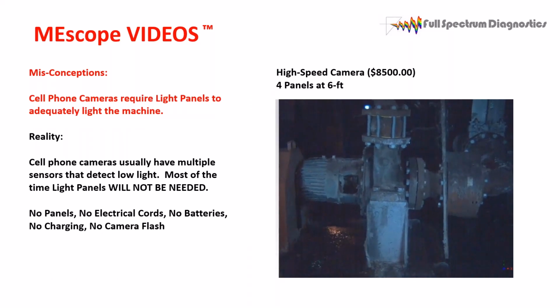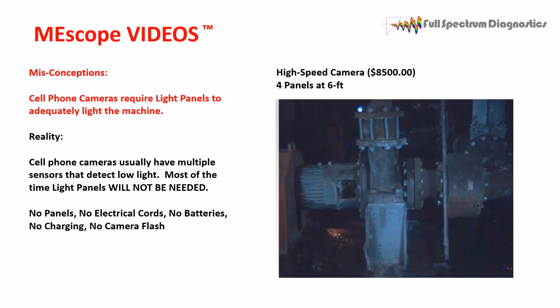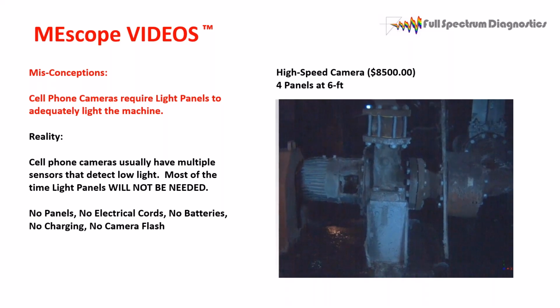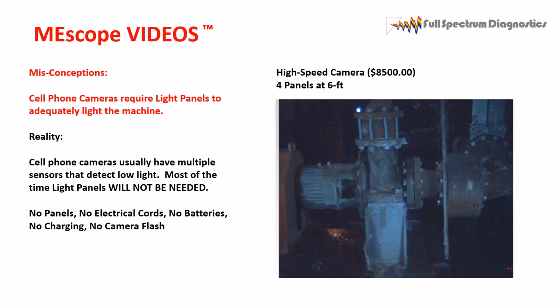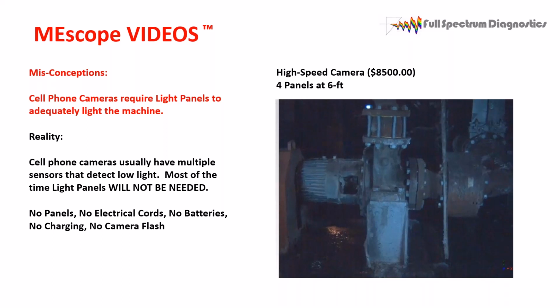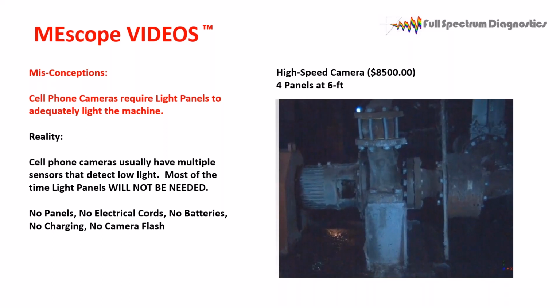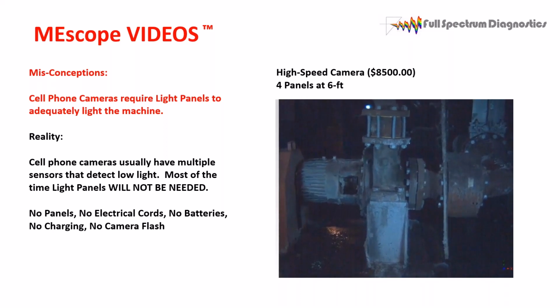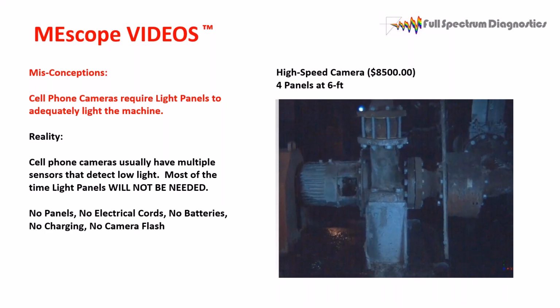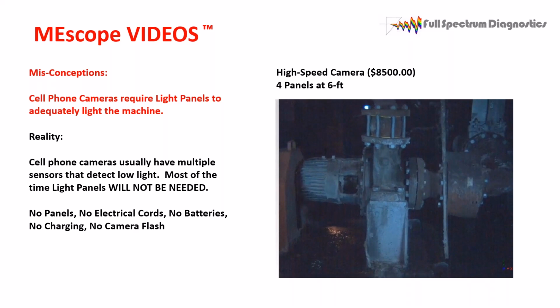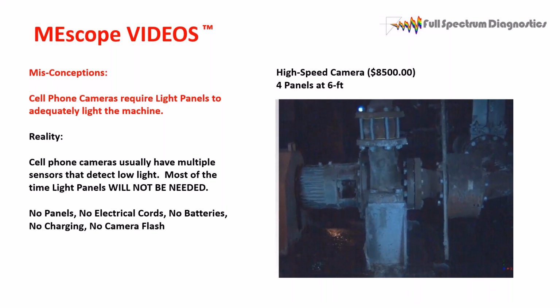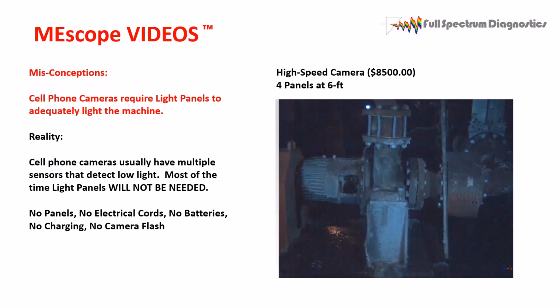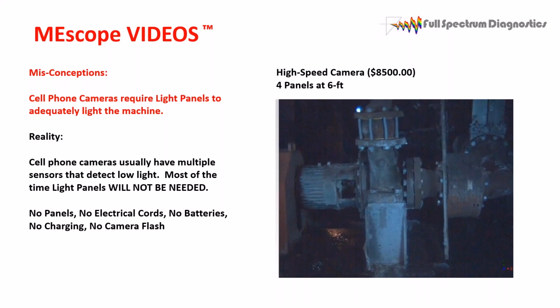This is that other problem that we were looking at before. This is: cell phone camera requires light panels to adequately light the machine. The reality, a camera usually has multiple sensors that detect low light. Most of the time, the light panels will not be needed unless you're in a super dark area. But this is a fairly bright area, or no, this is kind of dark. It had 4 or 6 panels shining on it to get a good color out of it.